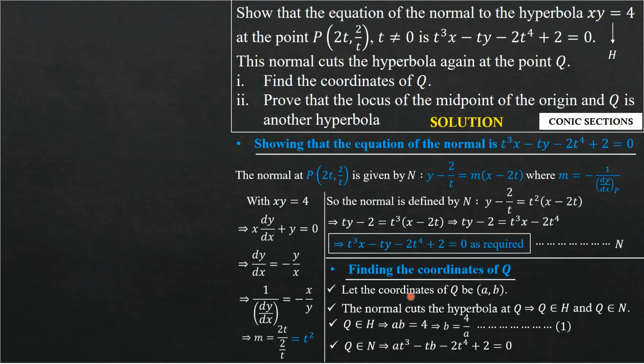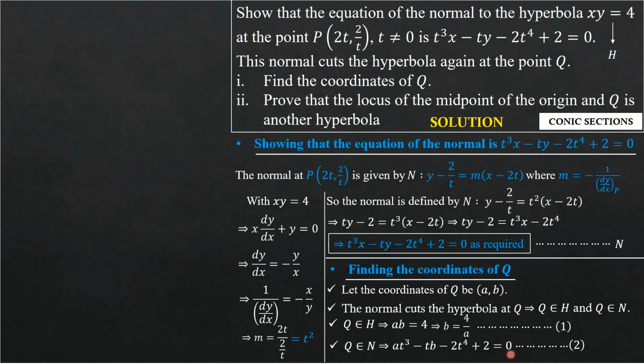So Q belonging to the normal, I replace x with a and y with b, and I get at cubed minus tb minus 2t raised to the power 4 plus 2b equal to 0. I can label it equation 2. Things now become very, very complicated. How do I find the coordinates of Q?